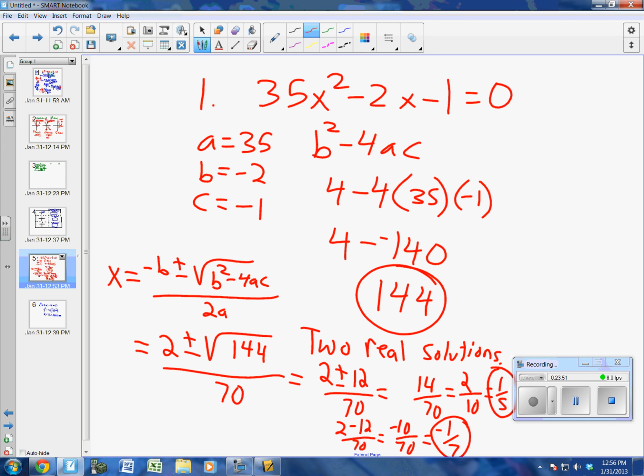So can we solve this? Yeah, we could, but you don't have to. All you have to do is find the discriminant and tell what type of solutions it's going to give you, what kind of roots. Another name for solutions is roots. That is your assignment. You guys, do the odds.